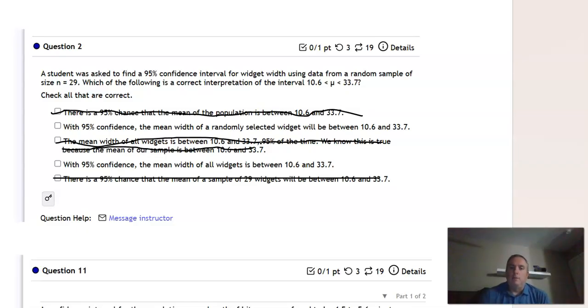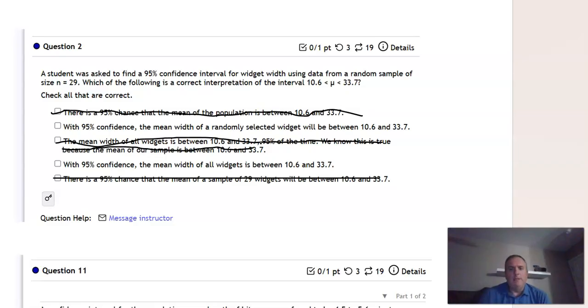So if we were dealing with an 80% confidence interval, that means we would expect only 80% of the samples to be between the endpoints of our confidence interval. So that's really what we are talking about when we're dealing with the language of the interpretation.